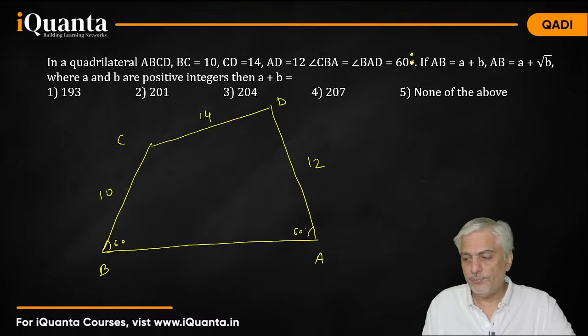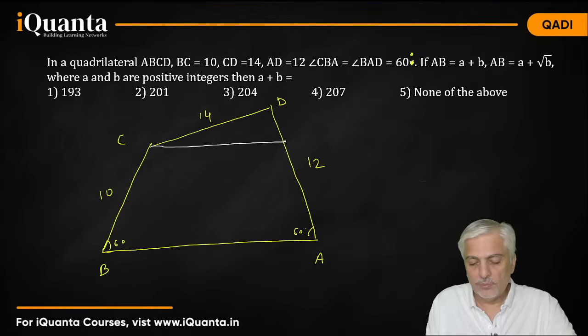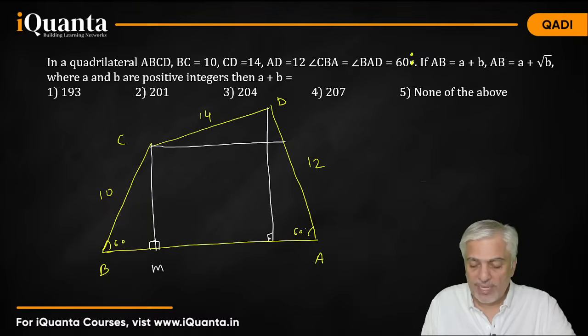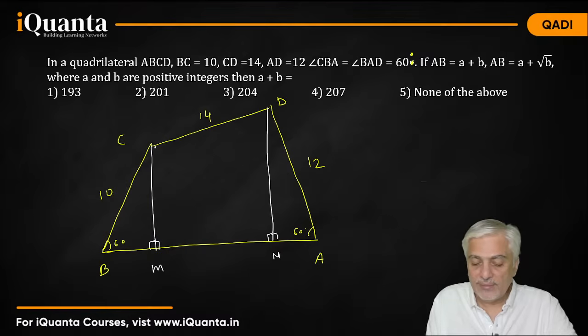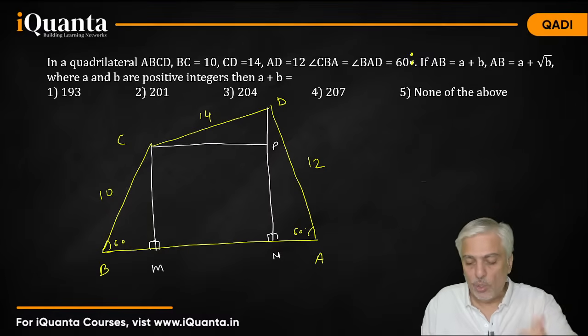Okay, pay attention. Only one person has given the answer. There will be some construction in this question. From C, drop a perpendicular down, let's call it CM. And from D, drop a perpendicular down, let's call it DN. And then from C, drop another perpendicular to DN, call it CP, suppose. Now, you want to find A plus b. In short, you want to find AB, right? First, let's try and get the value of AB.